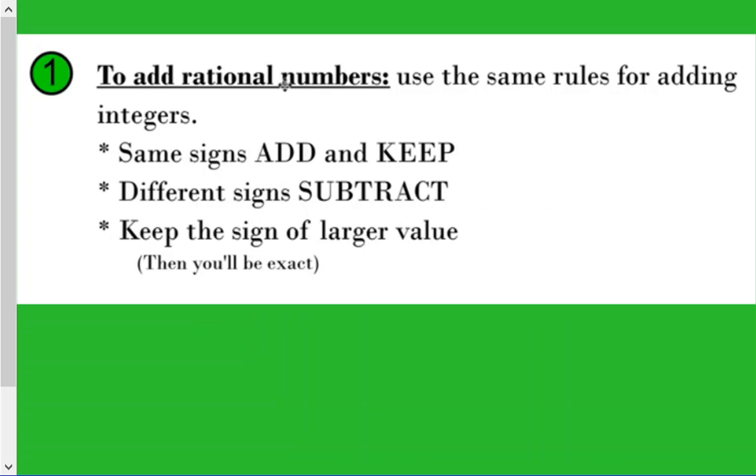First thing that we need to write down is some rules for adding rational numbers, and we're going to use the same rules that we used for adding integers. If they have the same sign, we can just add them together and keep that sign that the numbers share. If they have different signs, then we can subtract the smaller number from the bigger number and then keep the sign of the larger absolute value. Pause here, make sure you get these notes written down in your math notebook.